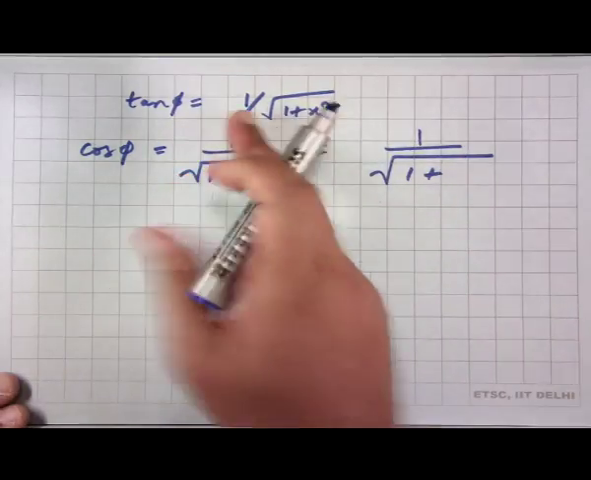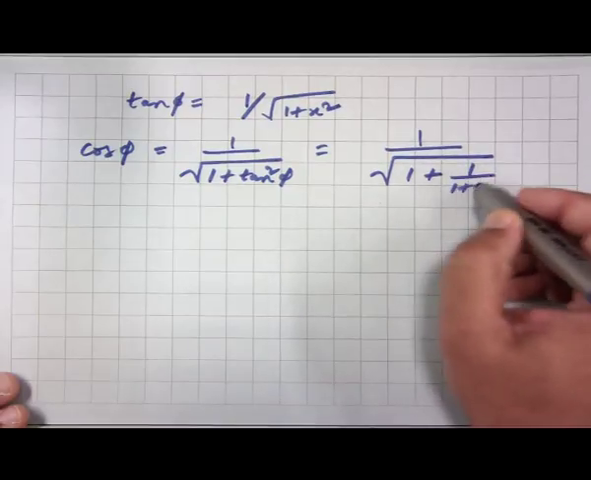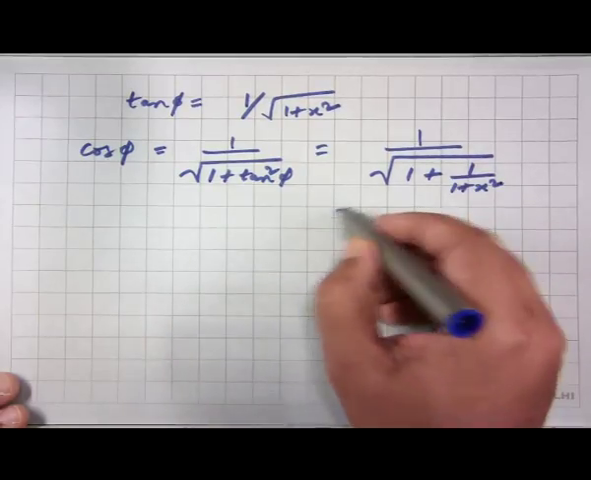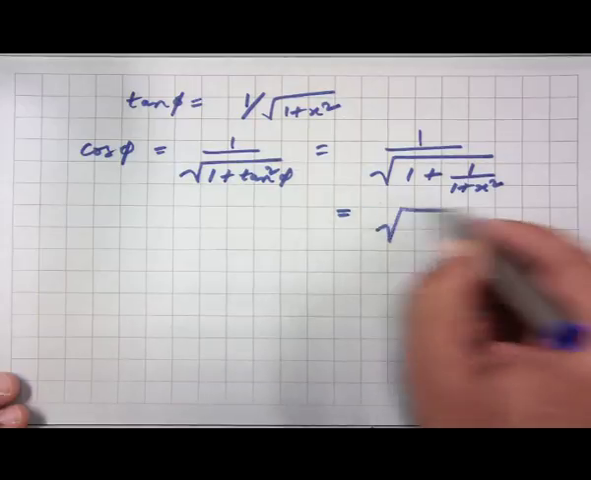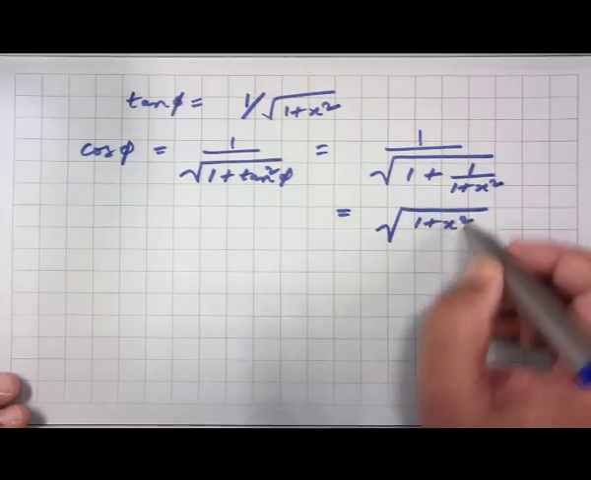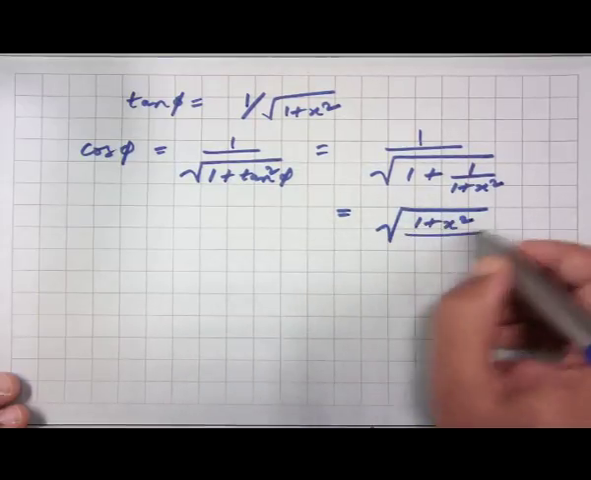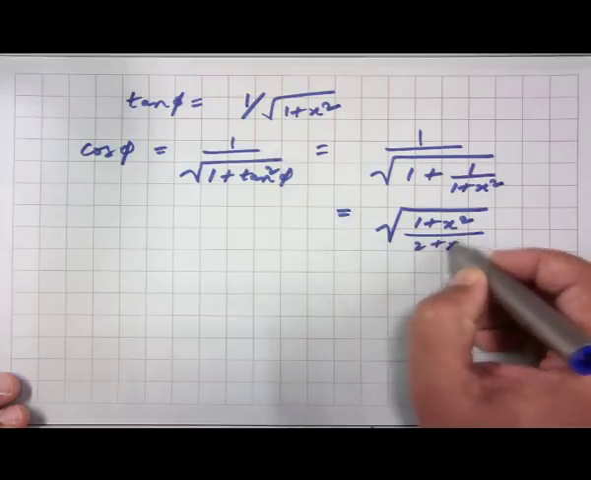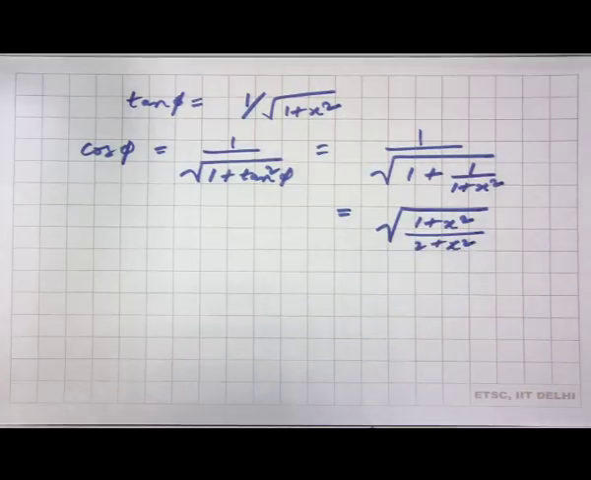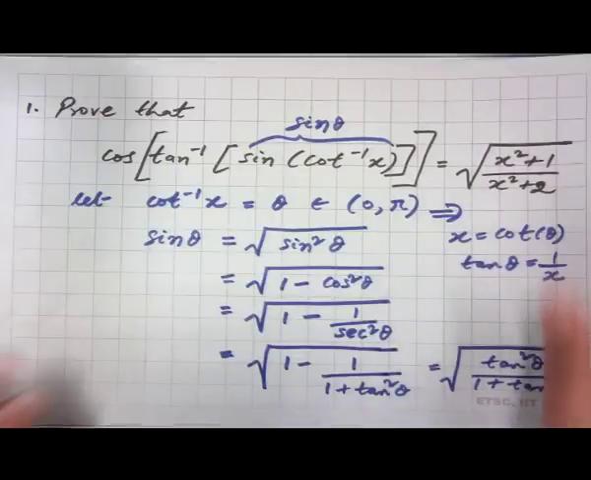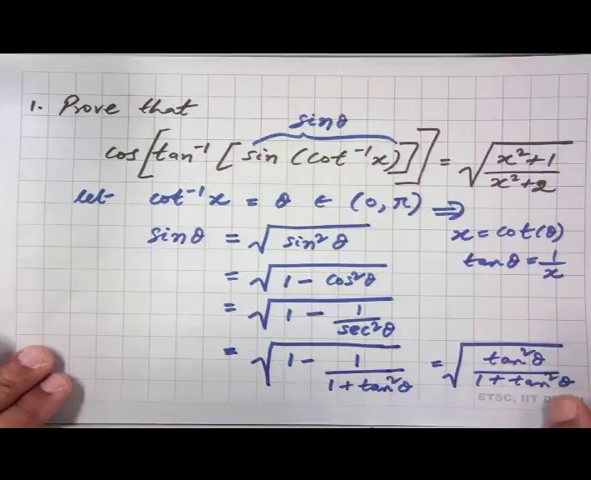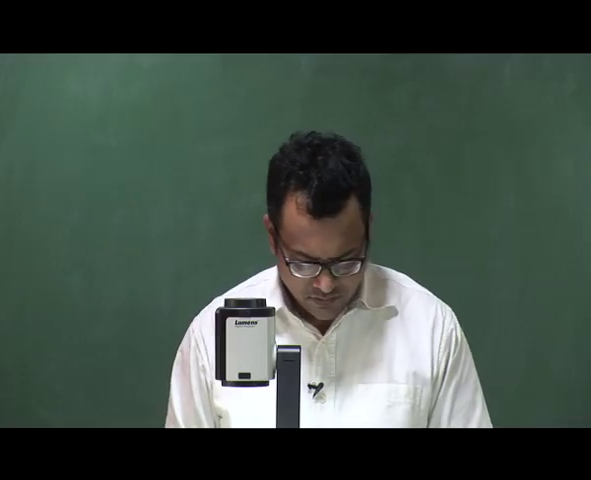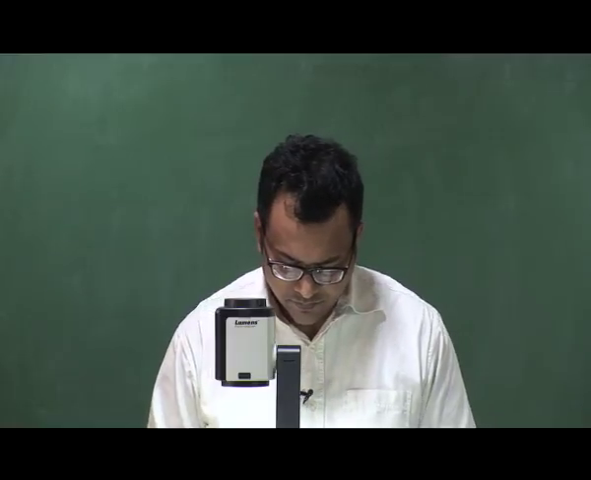So, tan square phi is 1 over 1 plus x square, and then this comes out to be equal to 1 plus x square root of 1 plus x square over 2 plus x square, and this is exactly what was asked to prove in the question. So, that finishes the proof of this first problem. So, here is the second problem.